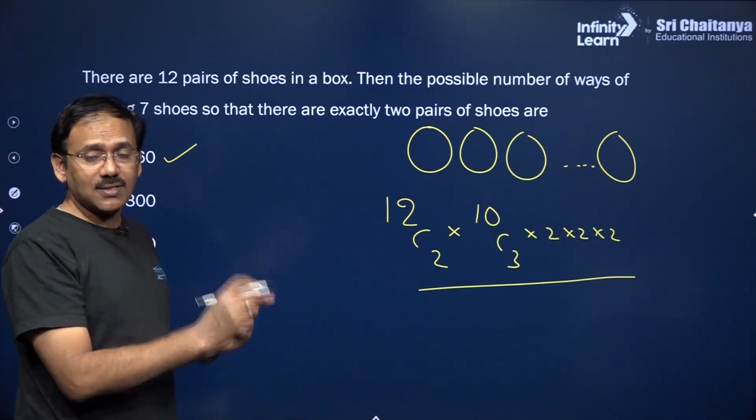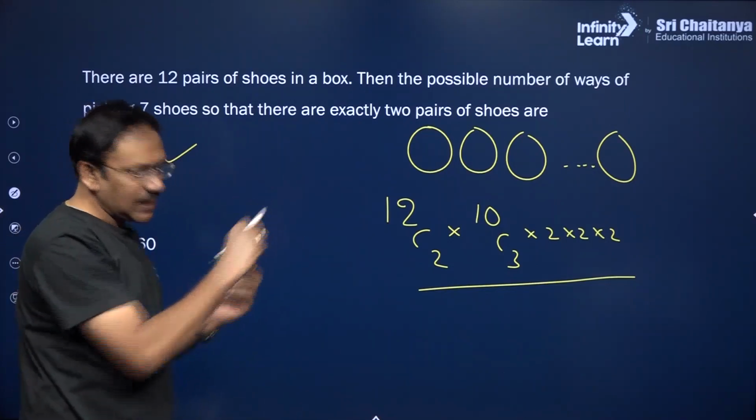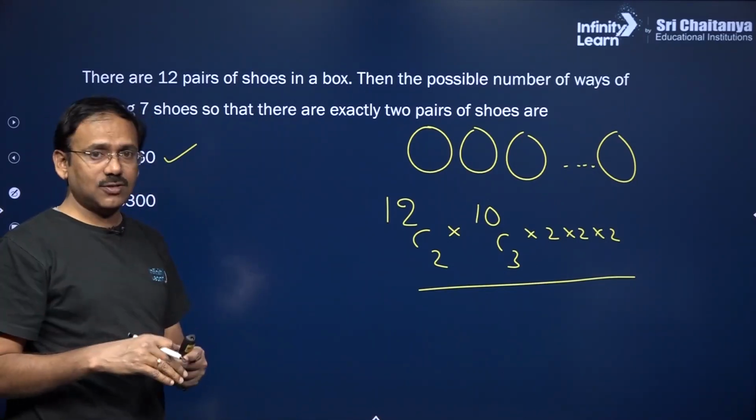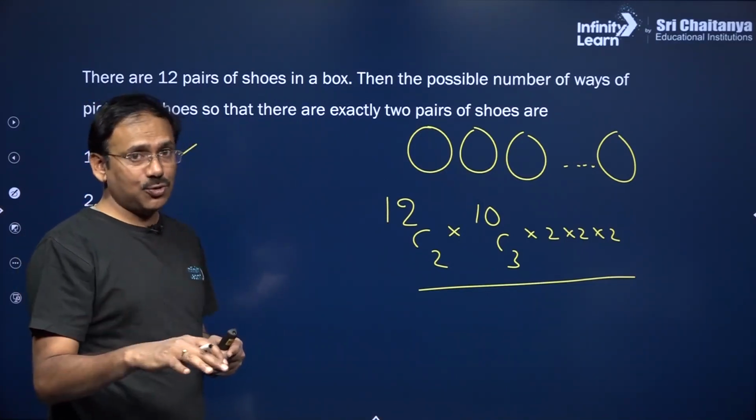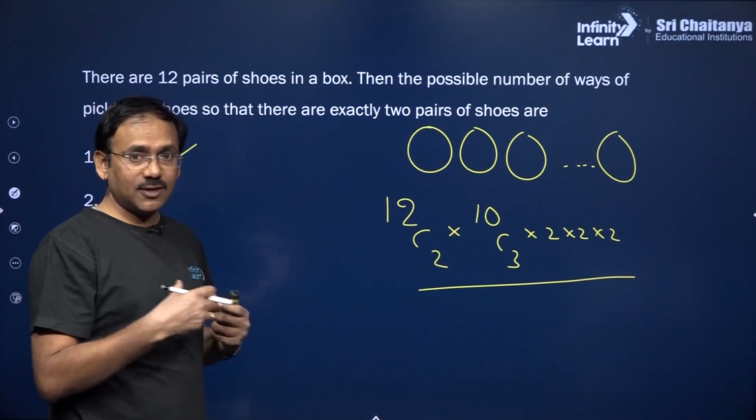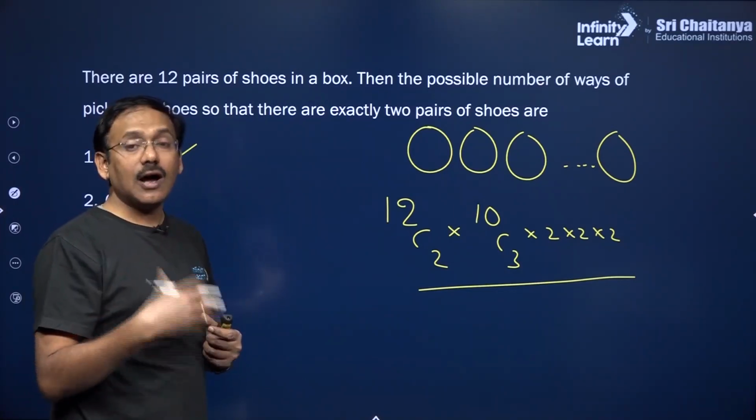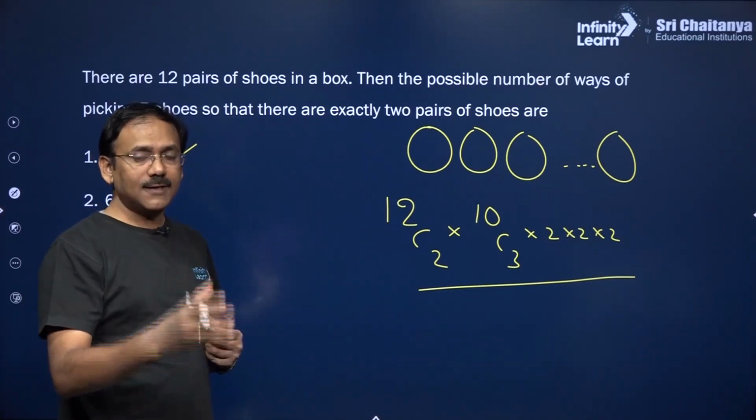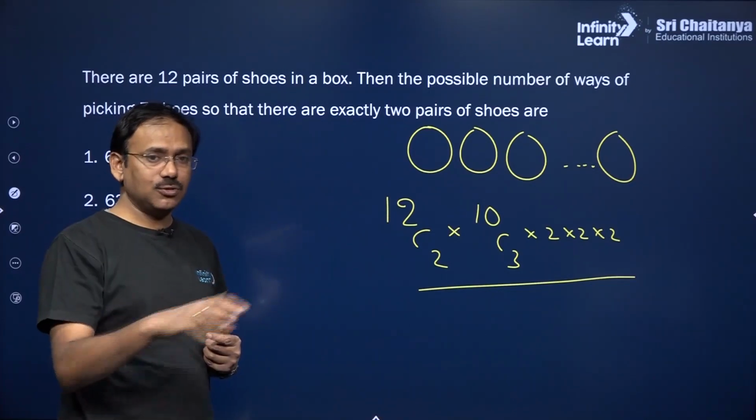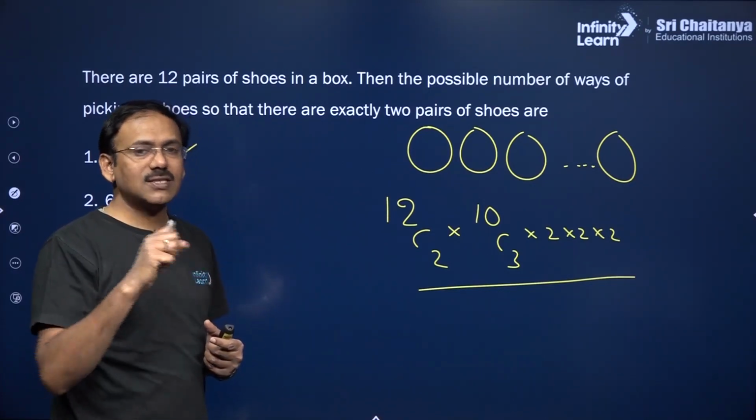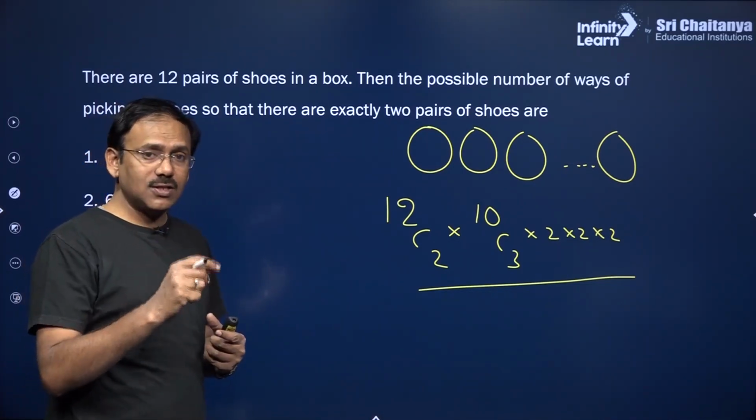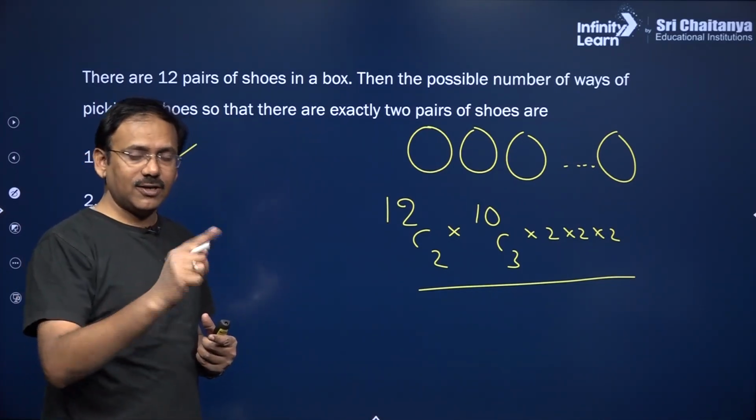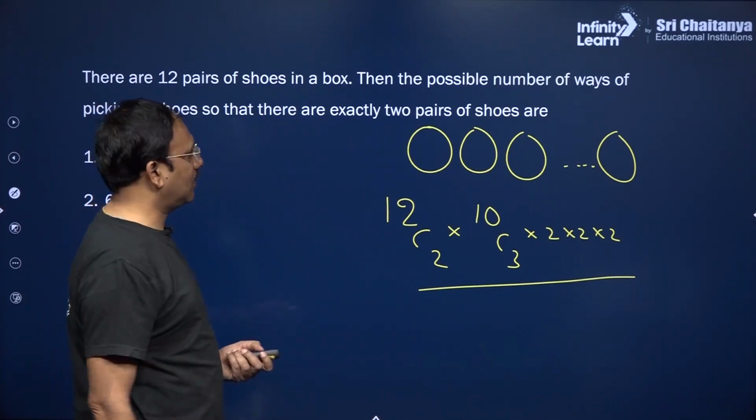Out of 12 pairs you want exactly 2 pairs, select 2, and then from the remaining 10 you have to get 3 shoes, because already you have selected 4 shoes, of which there should be no pair. That means you have to take 3 different shoes. That means from the remaining you can select 3 pairs, my dear friends. That means out of these 3 you can take left or right, or left or right, or left or right. So these are the things.